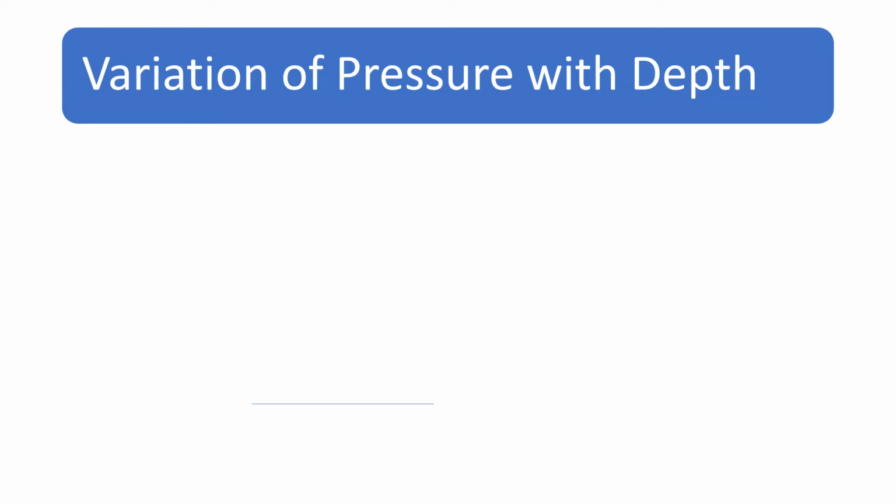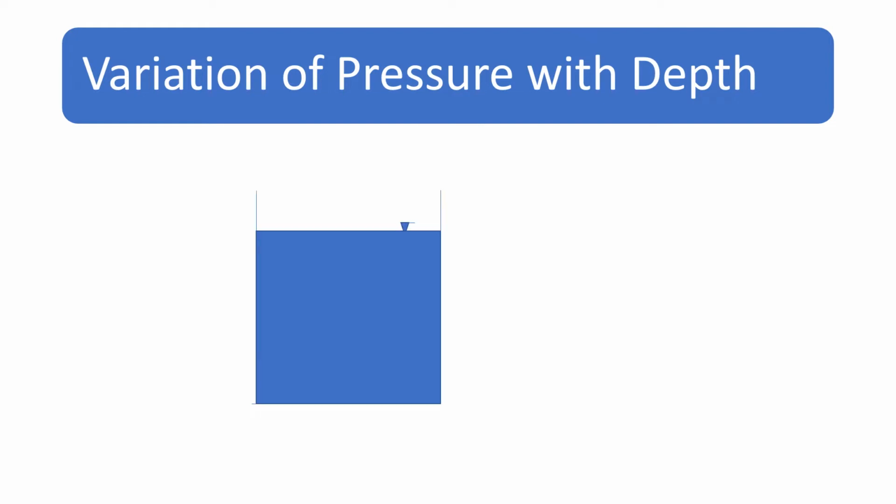So how will you calculate the pressure of a fluid at a particular height below the surface? For this, we will consider a beaker in which water is filled. So we need to calculate the pressure at a particular height. So for that, we will take a fluid element here. So this is the fluid element.